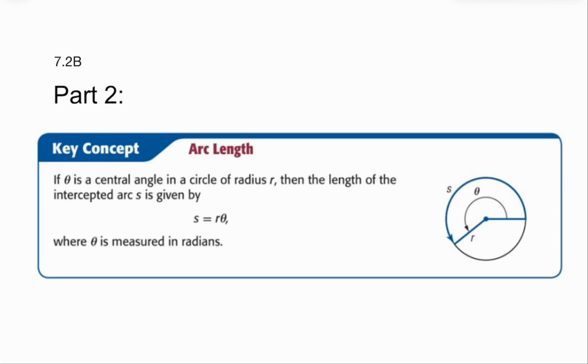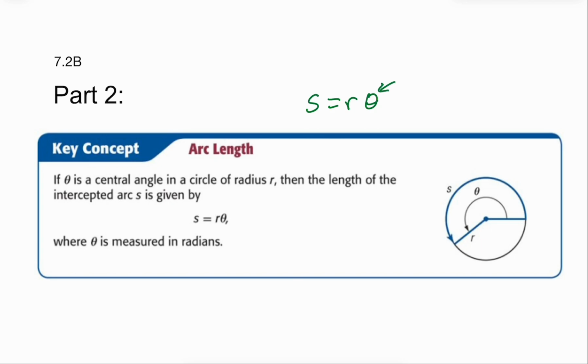In 7.2 Part B, we are going to talk about some applications of radians. And the first one we're going to talk about is arc length. Let me write this formula a little bigger. So the arc length formula is S equals R theta. Now let's talk about what each of those things are.